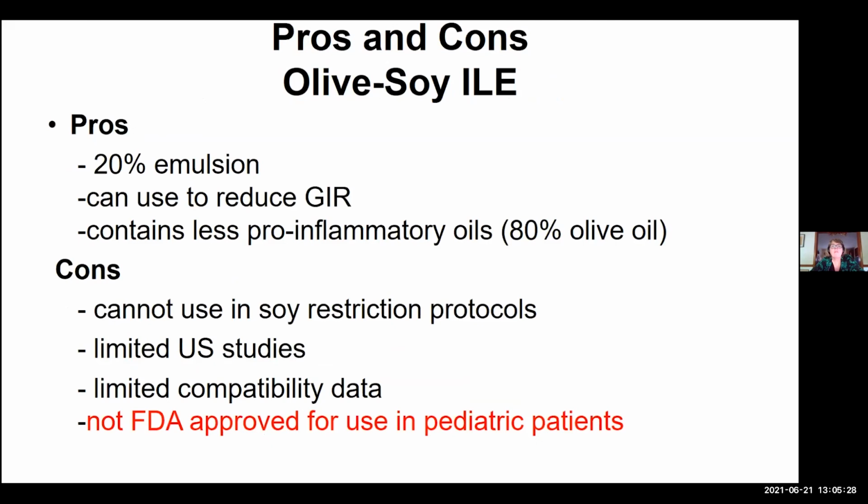With olive oil, soybean oil, again, it's a 20% emulsion. So again, you can use it the same way you use the other emulsion to reduce the GIR. It has less of the pro-inflammatory omega-6 fatty acids because 80% of it is olive oil, which is an oleic acid. However, you cannot use it in a soy lipid restriction protocol. You have to give it at the labeled dose. There's very few US studies. You have to rely on the European literature. And there's very limited compatibility data. As I mentioned previously, it's currently not approved for use in pediatric patients.